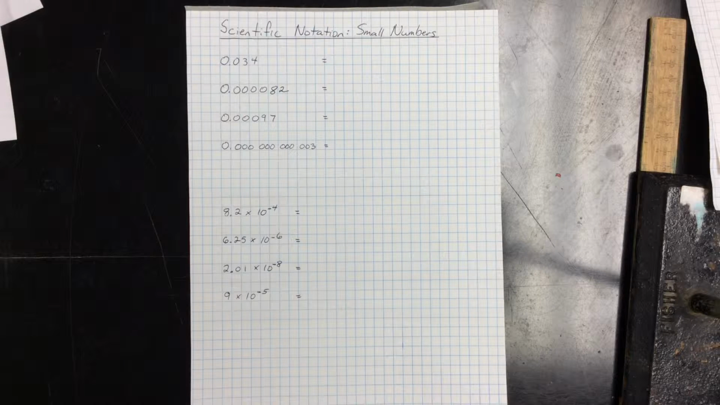Today we're going to talk about scientific notation with small numbers. In science, we often come across very small numbers, like the mass of a proton or an electron. There needs to be a way to write that without having a whole lot of zeros in the answer.